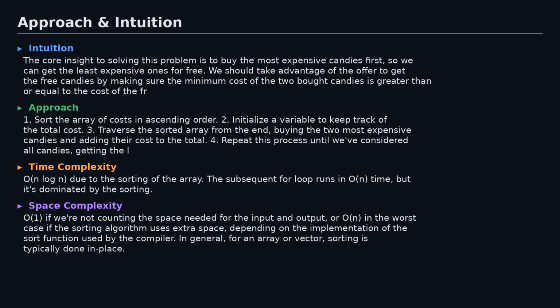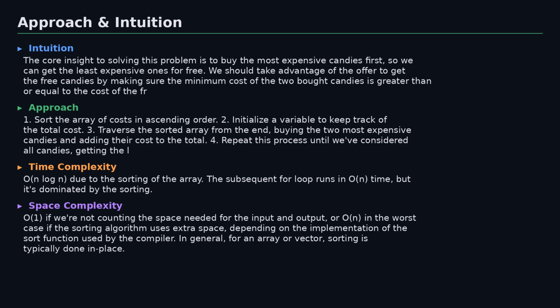Now that we have the intuition, let's think about how we can implement this. We need to sort the costs of the candies in ascending order, so that we can easily buy the 2 most expensive ones first. Then we need to traverse the sorted array from the end, buying the 2 most expensive candies and adding their cost to the total. And we repeat this process until we've considered all candies, getting the least expensive ones for free whenever possible.